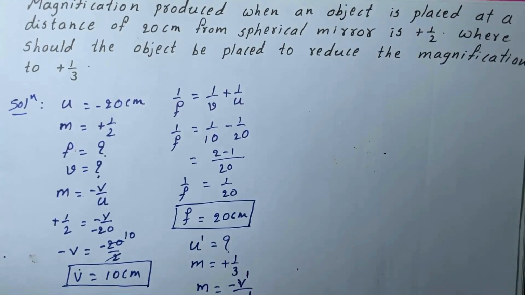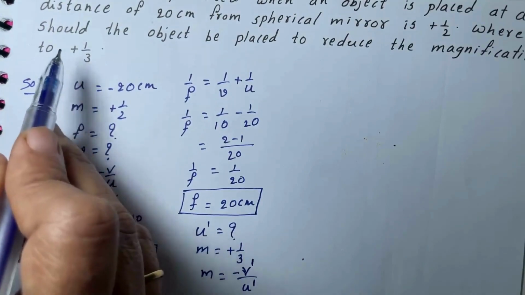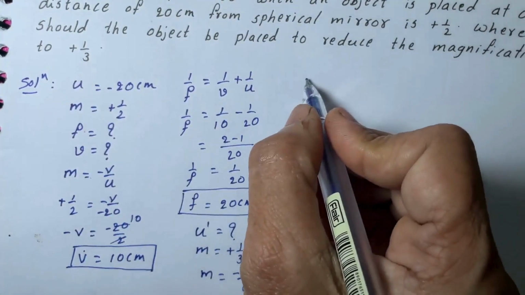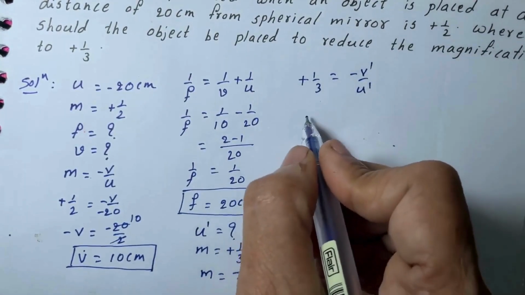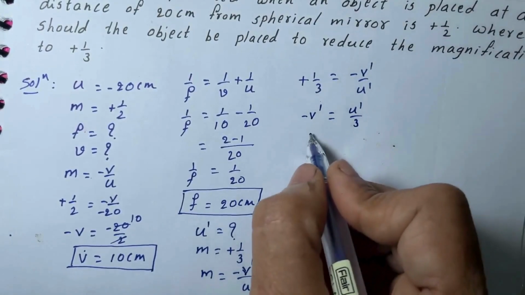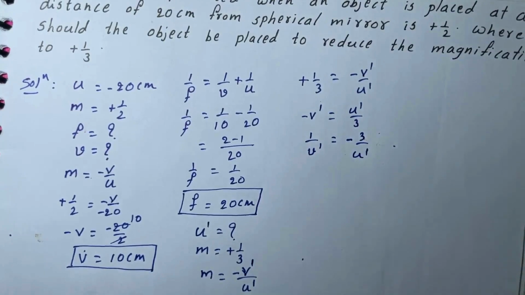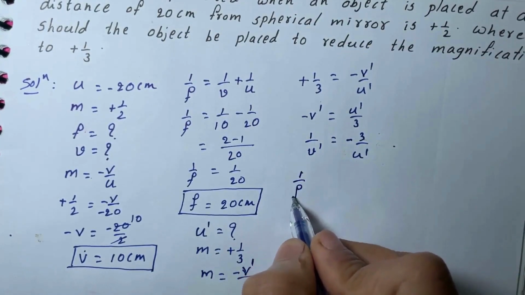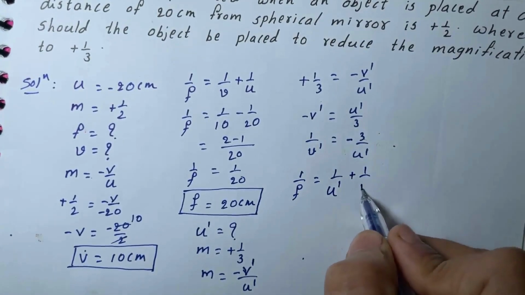u dash is the new position of the object, and v dash is the new position of the image when the object is at u dash. When the object is at u dash, the given value of m is plus 1 by 3. So plus 1 by 3 is equal to minus v dash by u dash. From this, minus v dash is equal to u dash by 3, and 1 by v dash is equal to minus 3 by u dash. Now use the mirror formula, 1 by f is equal to, now these are the new positions of the image and object.